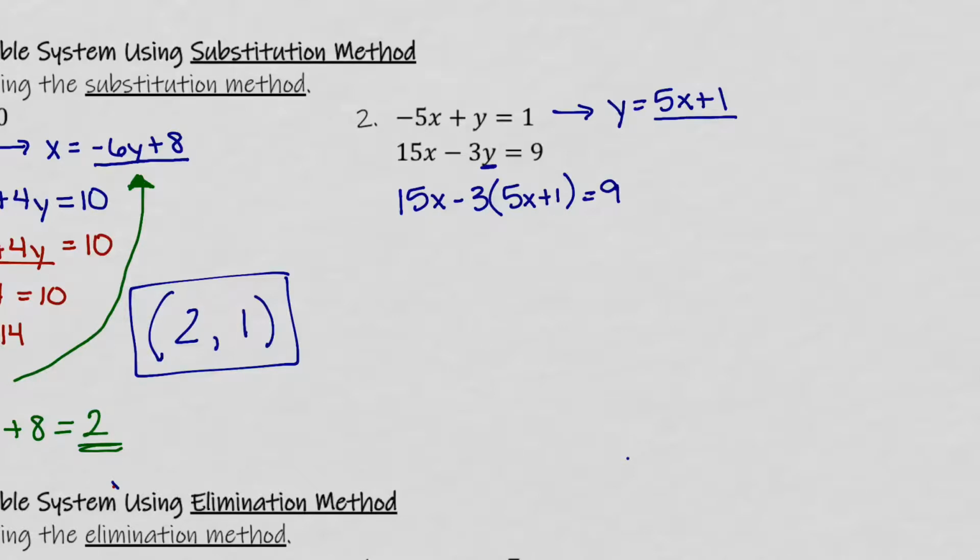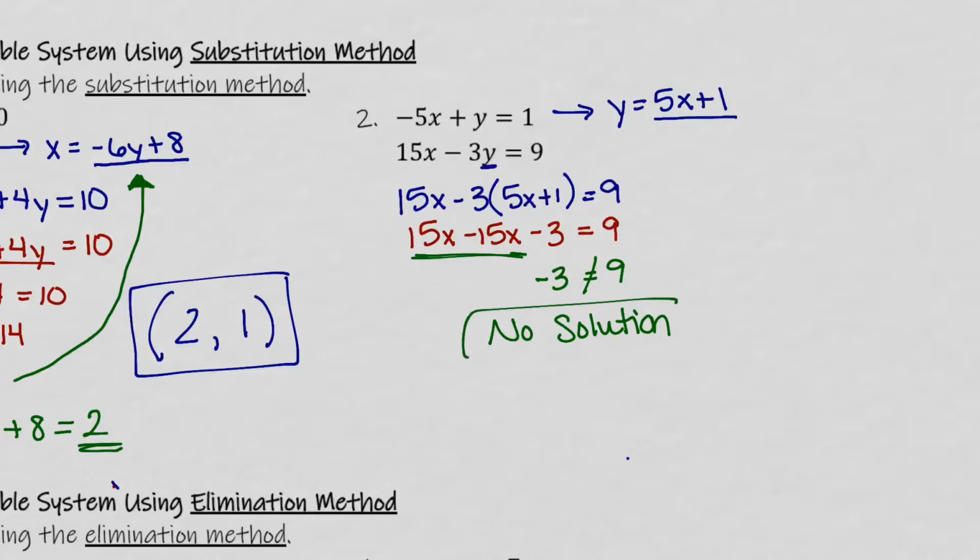Okay, we are going to distribute that negative 3. So I get 15x minus 15x. Negative 3 times a positive 1 is negative 3 equals 9. All right, and then we collect some like terms. We got some like terms going on right here. Well, 15x minus 15x is 0. So I'm left with negative 3 equals 9. Well, that is not a true statement, so it has no solution.